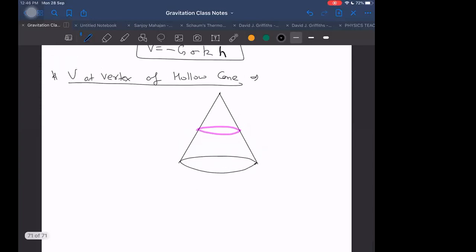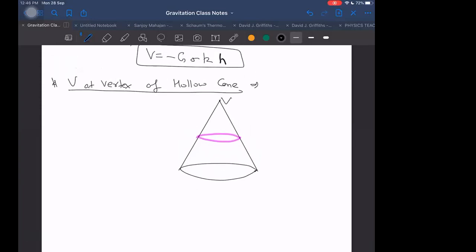Sir, can we get the vertex of a hollow cone? How to get it? Assume the dimensions to be given. Assume everything to be given, but okay, I will give you additionally. This element is at a distance y.